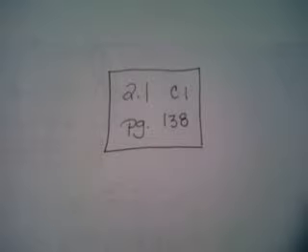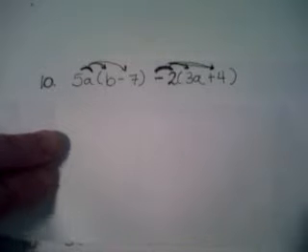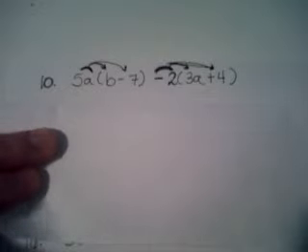Let's look at some homework problems from 2.1, Section 1, page 138. So let's take a look at the first problem we're going to look at, which is number 10. And this says 5a times (b minus 7) minus 2 times (3a plus 4).